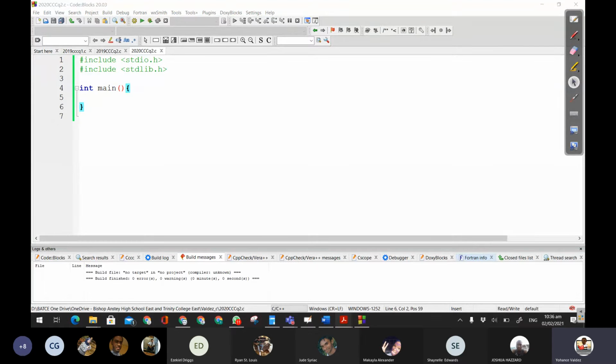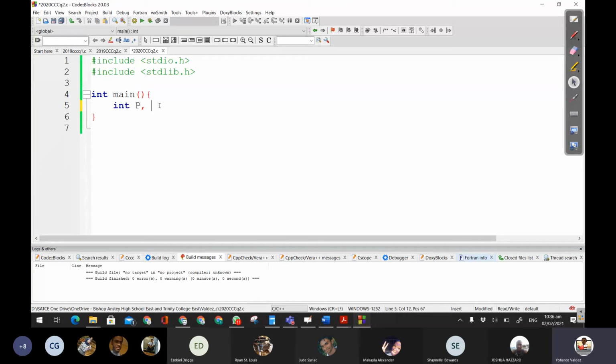Right. So we have 3 lines of input. So let's just set up for our 3 lines of input. We know that we have int p, we have int n, and we have int r. Okay, and we know that we've been given some ranges that these values are not supposed to exceed.